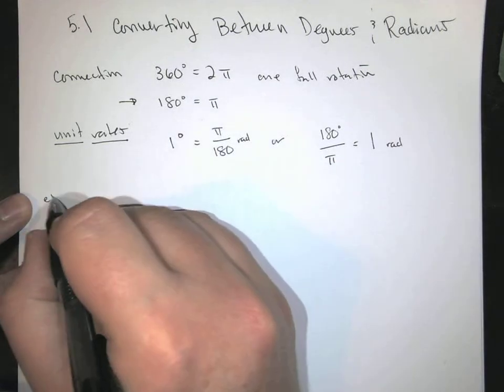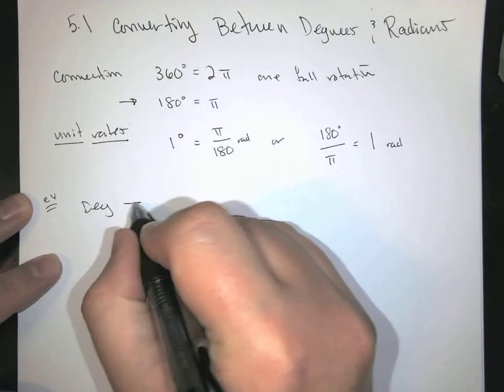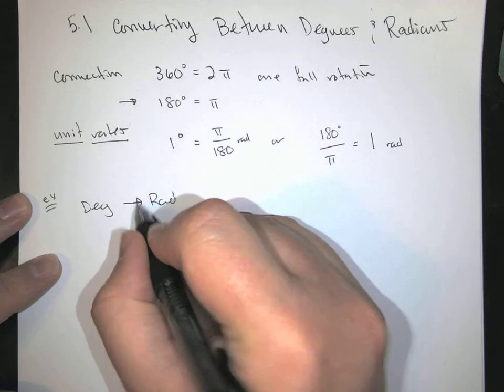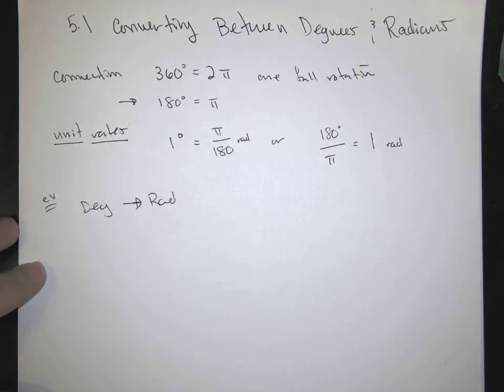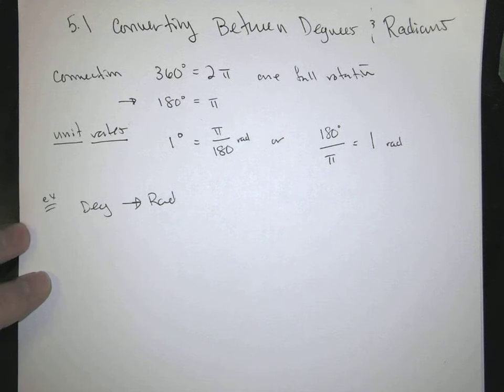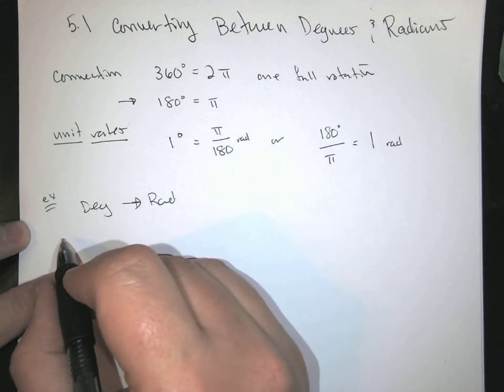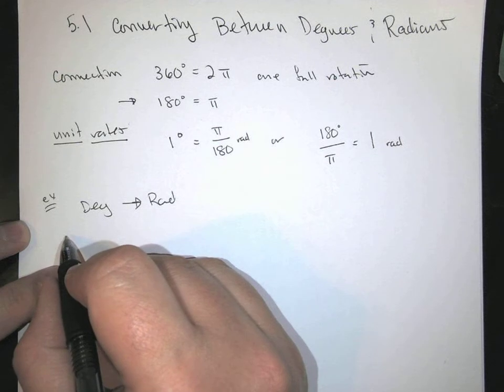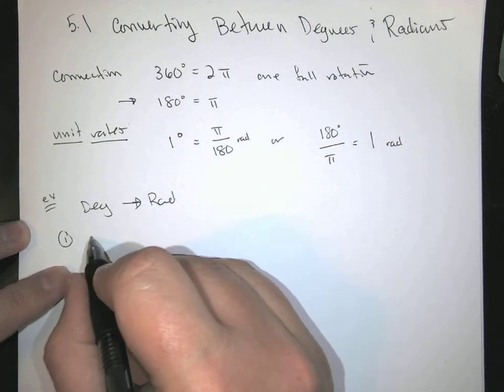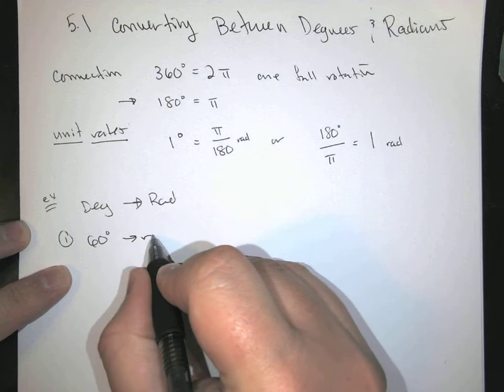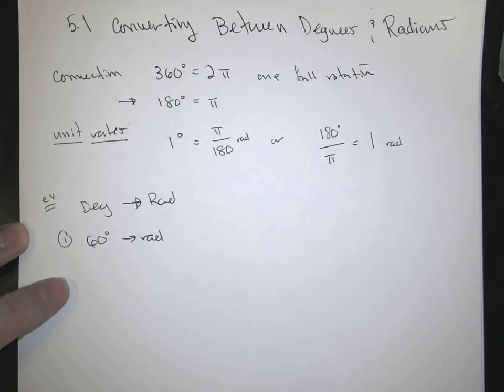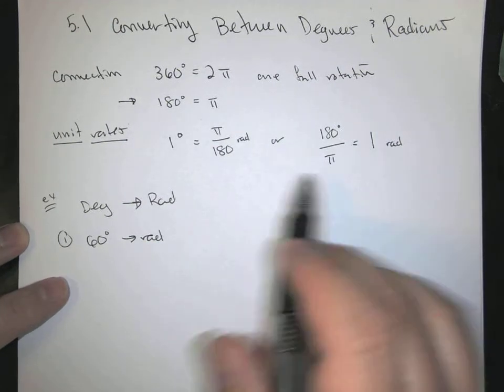So let's do a couple examples going from degrees into radians. My guess is we're going to have a better intuition about how big an angle is in degrees before we really know how big it is in radians. So let's start with what we probably are a little more comfortable with. Let's take something like 60 degrees, and let's convert it into radians. So how do we do that? Which of these two things are we supposed to do?